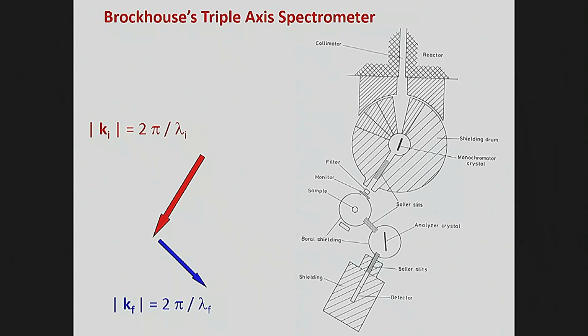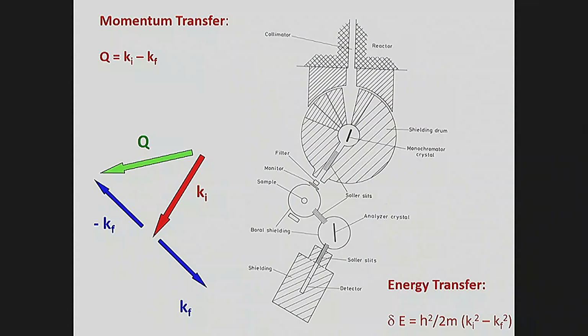Okay? So what this apparatus is doing, it's giving you a mechanism to select a particular wave vector for the incident neutron going towards your sample. That's with this monochromator. And it's giving you a particular scattered neutron wave vector with this monochromator crystal here. Okay? So you're determining this incident wave vector and this scattered wave vector. That's what you're determining.